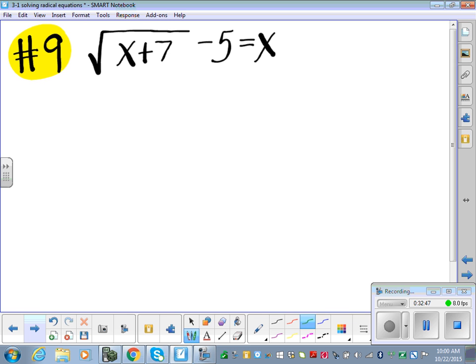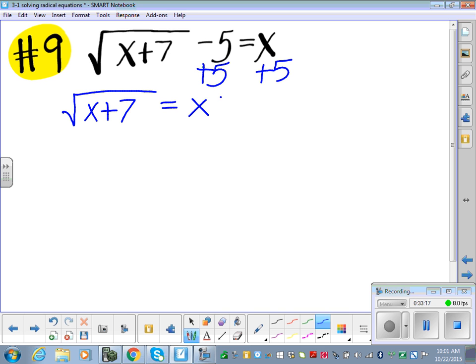All right, so looking at this one, when solving radical equations, we have to isolate the radical, right? We've got to get the radical all by itself. So what should I do? Add 5 to both sides of the equation. Very good. So we're going to add 5. Then over here on the left, I have the square root of x plus 7 is equal to, can you add x plus 5? Can you add those two things? No, so we'll just write it x plus 5. Questions on that? That is what we have, right?